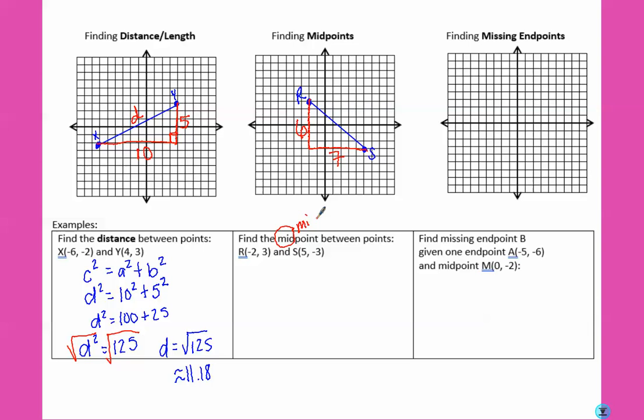Midpoint, think middle. We know if the whole way is 6, then halfway, or the middle, would have to be 3 away. If the whole way is 7, then halfway would be 3.5. So now I'm going to count from one of my points. I'm going to go down 3 and over 3.5. 1, 2, 3, and I land right here on my line. That must be my midpoint, which would be at 1.5, 0.